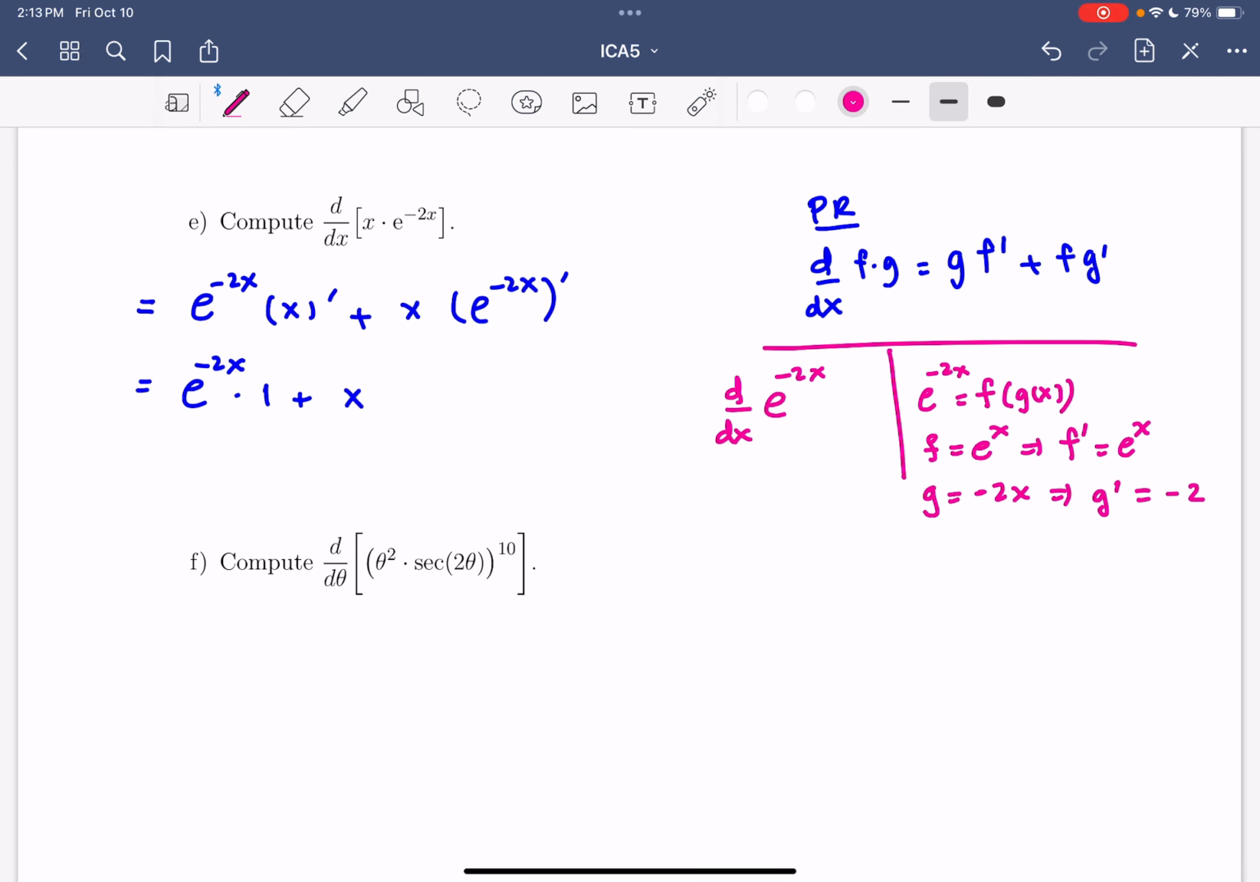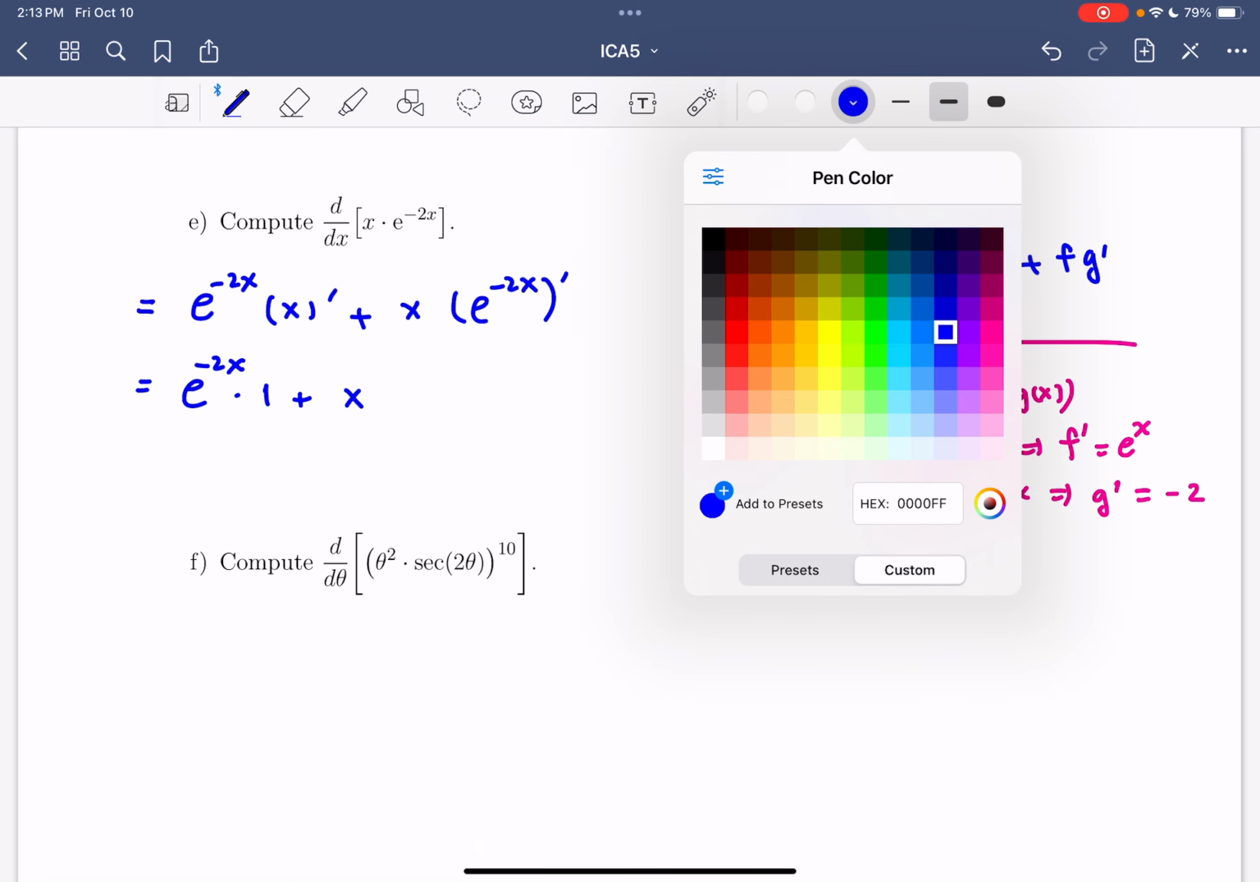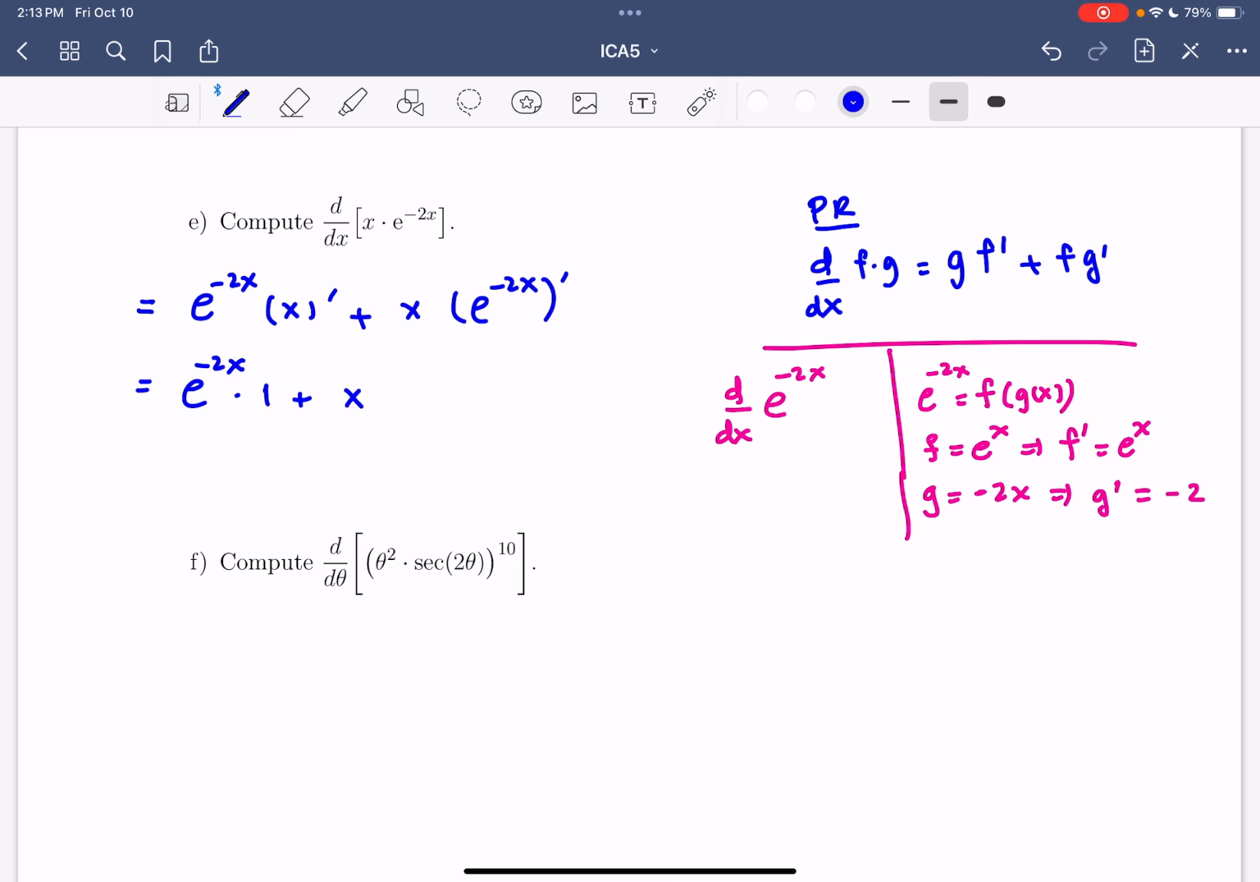So one more time, if I want to do this using the notation, then the derivative of e to the negative 2x will be equal to f prime of g of x times the derivative of g, okay? So let me just go back to pink for no reason. So this would be f prime of g of x times the derivative of g of x.